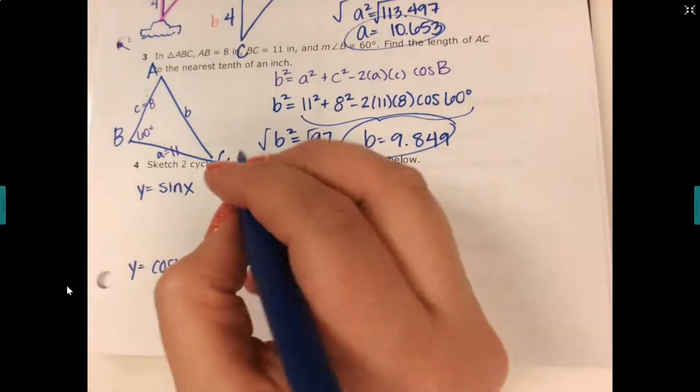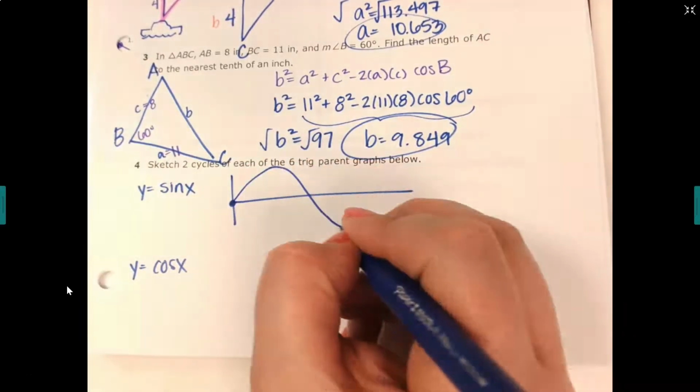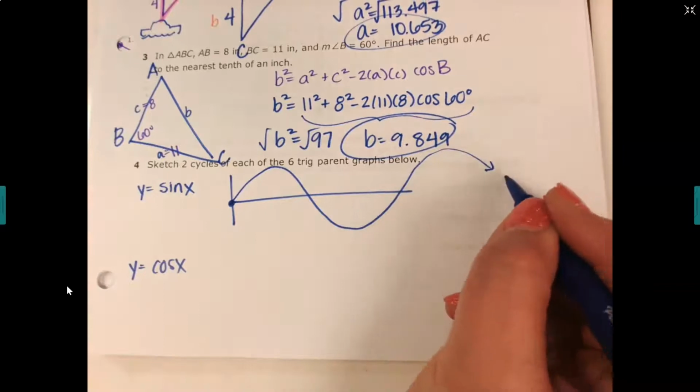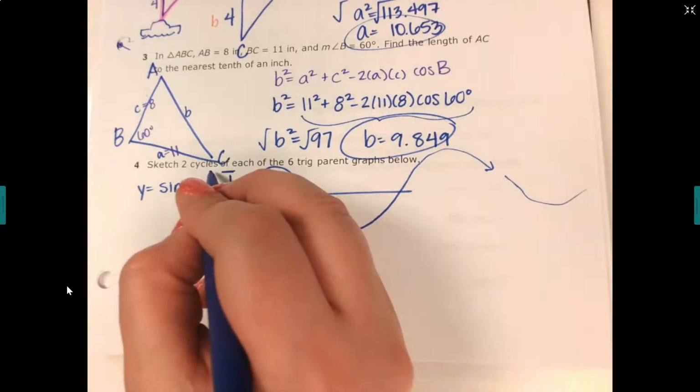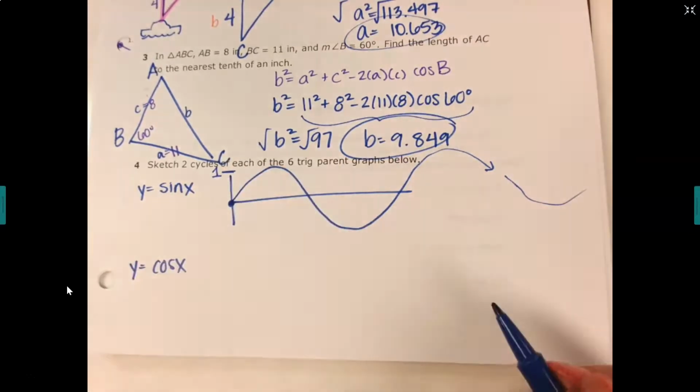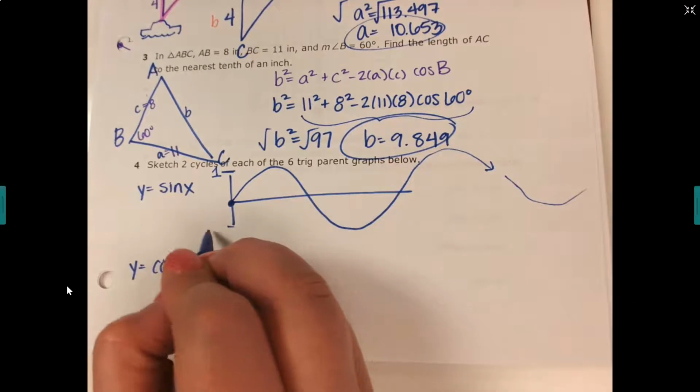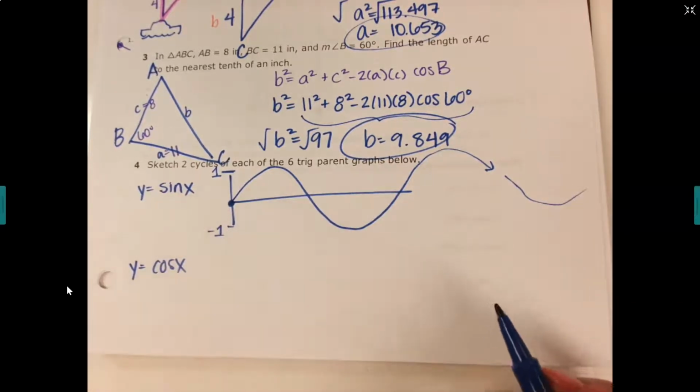Okay? So, sine starts at 0, up, down, forever, never, never. How high does it go? 1. How low does it go? -1. Now, what if I stretch it or something? Then it'll change that. But your regular parent graph is going to go up to 1, down to -1, up to 1, down to -1.